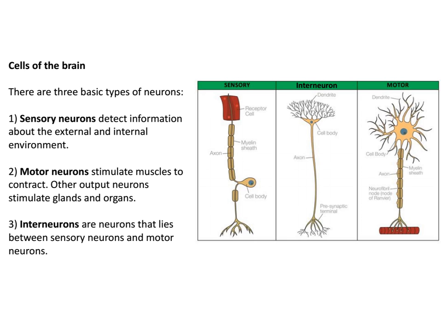There are three basic types of neurons. Sensory neurons detect information about the external and internal environment. Motor neurons stimulate muscles to contract. Other output neurons are similar to motor neurons in that they send information and stimulate organs and glands. Finally, the vast majority of neurons within the human body are interneurons. These are neurons that lie between the sensory neurons and motor neurons. So in other words, interneurons don't communicate directly with sensory receptors, and they don't communicate directly with muscles or glands or organs. They lie in between.